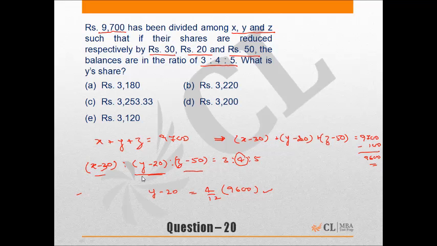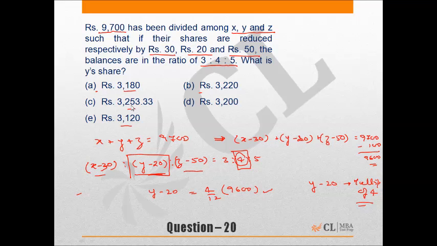My starting point again could be that y minus 20 has to be a multiple of 4. So what should I do? What are the choices? Choices are the values of y. So subtract 20 from each of the choices. If the answer is not a multiple of 4, it is incorrect. So 3180 minus 20 is 3160, which is a multiple of 4, so hold on to it. Similarly, choice 2 you should hold on to.